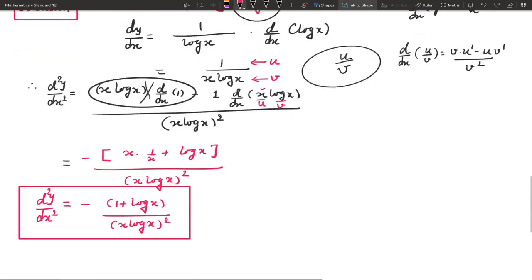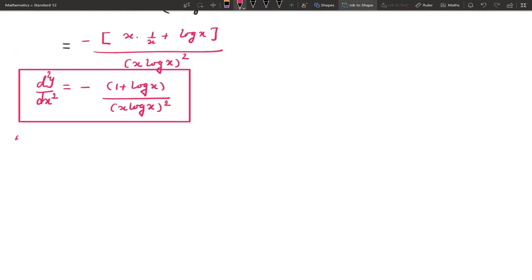We take another example. Y equal to sine of log x. Question is obtain d2y by dx2. Solution.